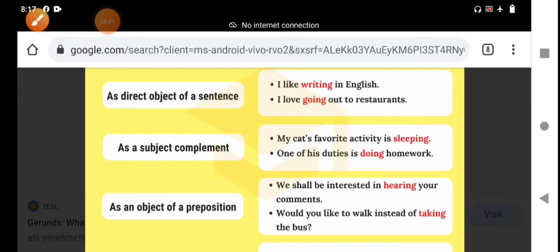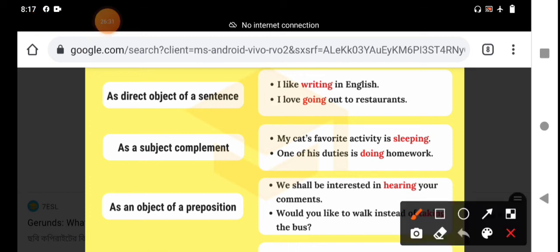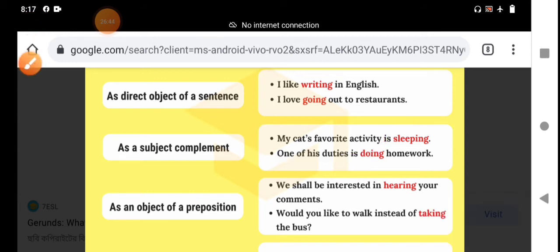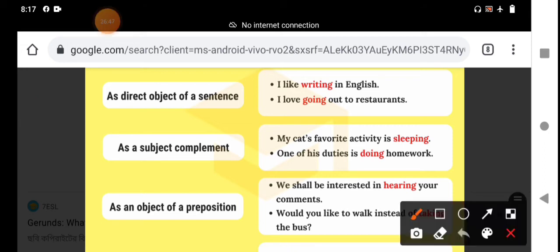Complement of the verb. My cat's favorite activity, this entire phrase is called the subject. My cat's favorite activity is sleeping. It is the complement of the subject. And then we go to the next one. One of his duties, the entire phrase is a subject, is doing homework. Doing is a complement of the subject.